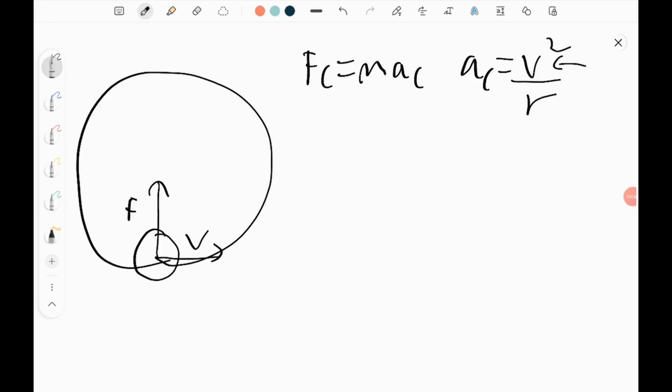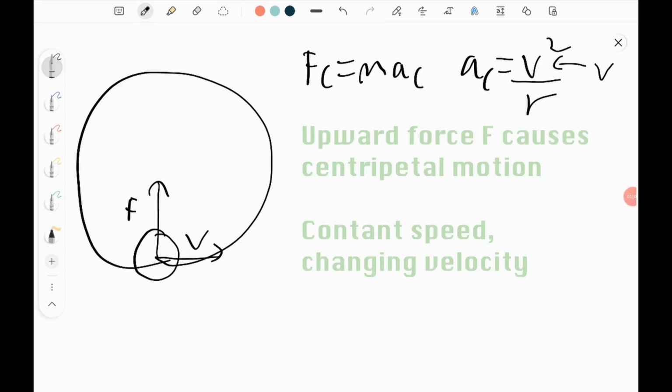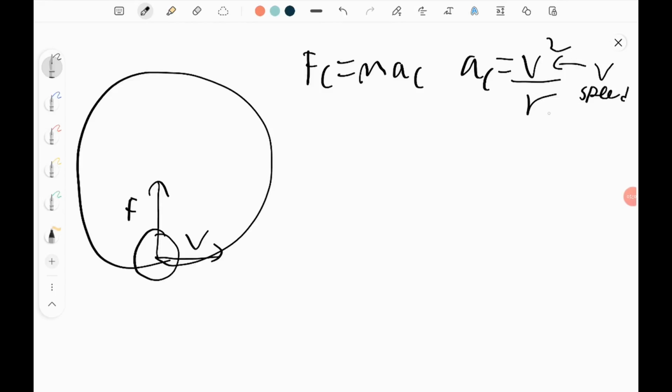Now, the reason we said v is the speed is because in uniform circular motion, the speed of the ball is always going to be the same, but it's always going to change direction, because the upward force here is going to cause the rightward initial velocity to change direction. So the velocity is changing, but its speed remains the same. So v is the speed, and r is the radius of the circle in which the object moves. And we also said that Fc is a type of net force. It's not a particular force acting on an object.